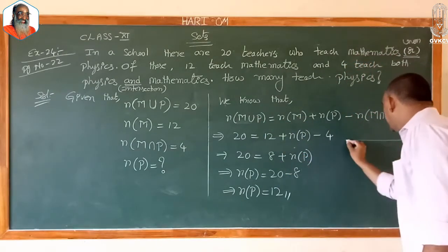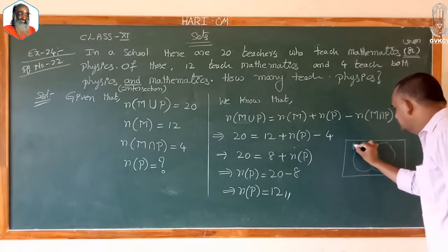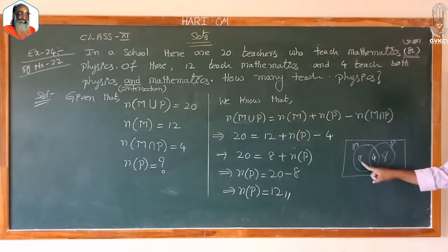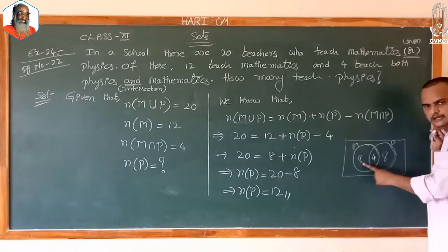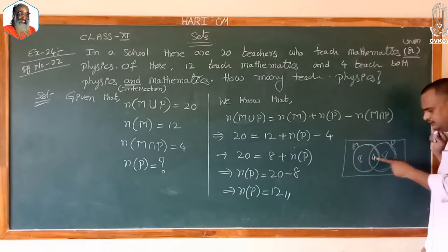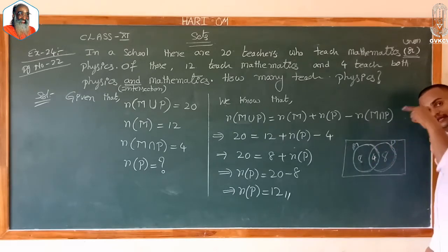For this, a simple Venn diagram we can have here. So mathematics and physics. This is M, this is physics. Here in the middle I have 4, and here 8, and here 8. Now you see 8 plus 4 plus 8. Total how much will come? 20. Number of mathematics teachers, how many are they? 8 plus 4, 12. Number of physics teachers, who teach physics, how many are they? 8 plus 4, 12. Now what is this 8? This 8 indicates who teach only mathematics. This 8 indicates who teach only physics. This 4 indicates who teach both mathematics and physics.